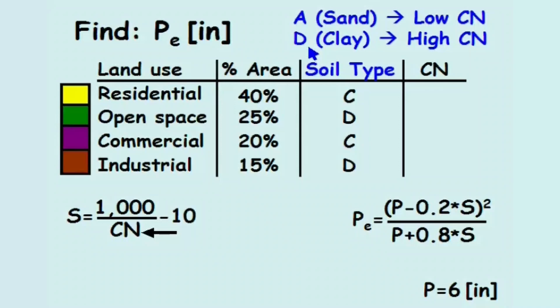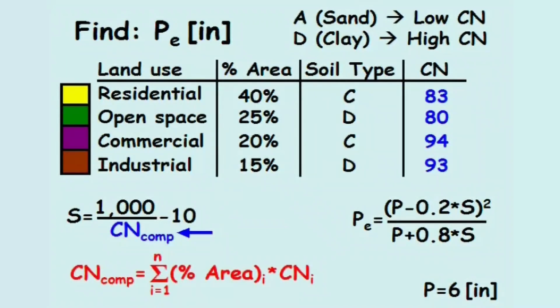For a medium density residential land use with the type C soil, the curve number equals 83. The other 3 curve numbers are looked up as well. The curve number to use in the retention equation should be a composite curve number which accounts for all 4 land uses. This value should be the weighted average of all curve numbers based on the percent area of each land use.